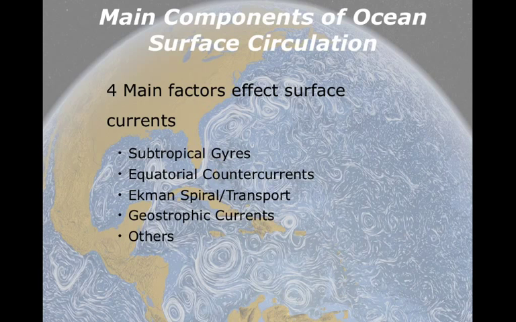So when we're talking about surface circulation, we have to talk about gyres. We're going to talk about them a lot. There are two types, subtropical and subpolar. The gyres themselves affect surface currents, begin to pull things along. We're going to talk about the equatorial countercurrent, Ekman spiral, which I think you learned last year as well, as well as geostrophic currents. Geostrophic currents is probably the hardest part of this chapter.